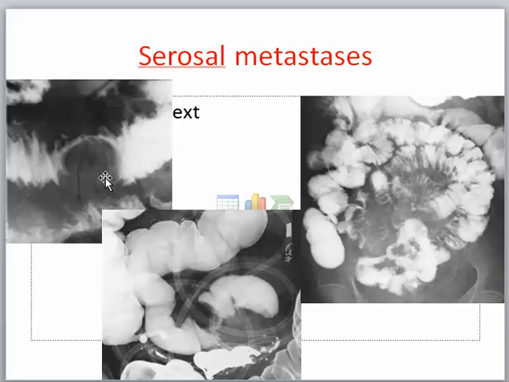Here we can get this marked indentation with the lumen compressed and attenuated, but the mucosa is still there. So this is subserosal metastasis. Here is another example of subserosal metastasis, and here the serosa is involved, resulting in a spaced mucosal pattern and non-filling in some parts, or attenuated lumen in some parts. These are examples of multiple serosal deposits.